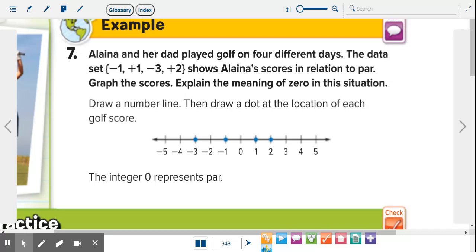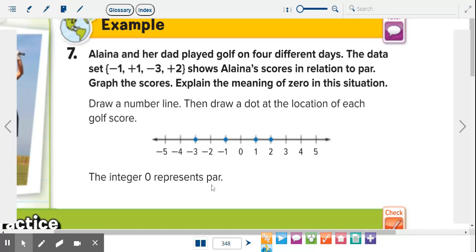Yes, it's golf. I know a lot of people don't understand golf. But in this situation, 0 would be par. I know it's not a very good example because a lot of people don't understand golf. I play it, and half the time I don't even understand it.